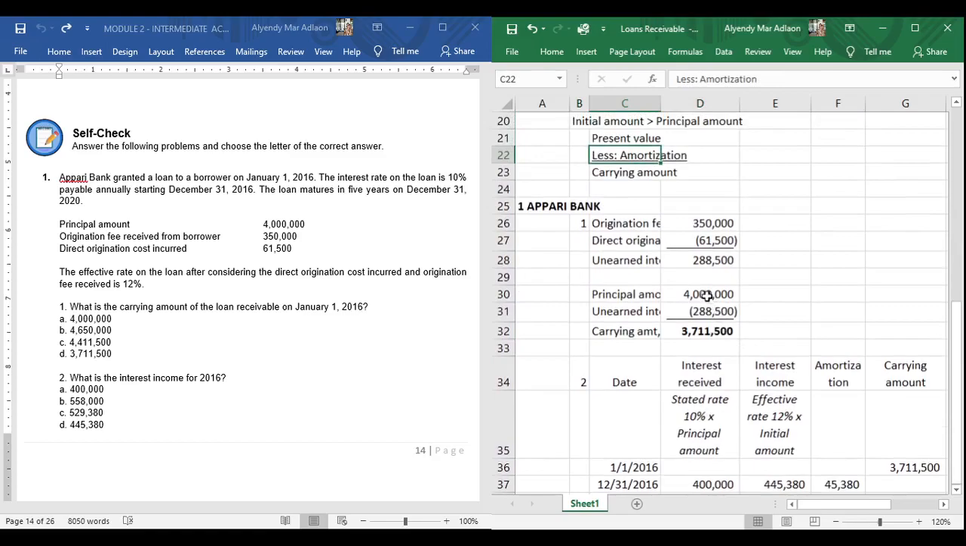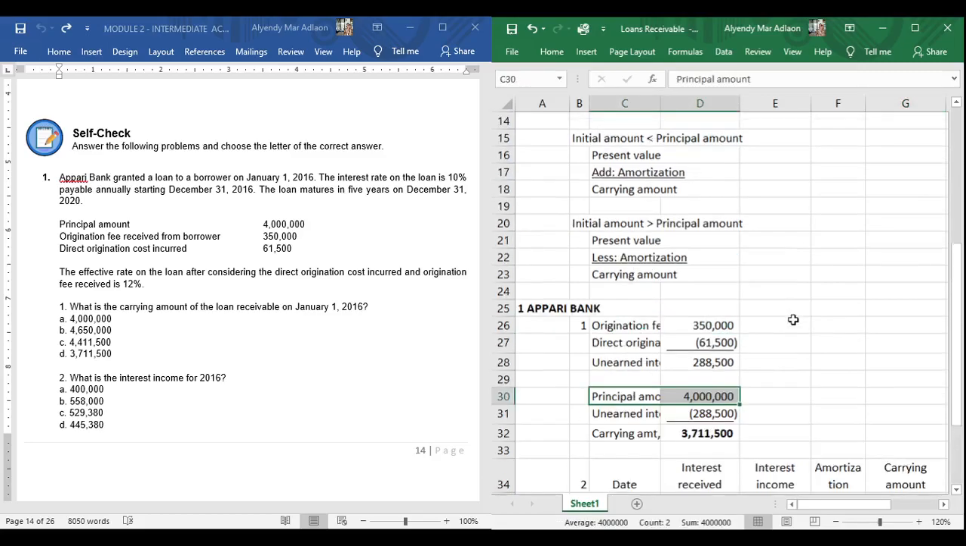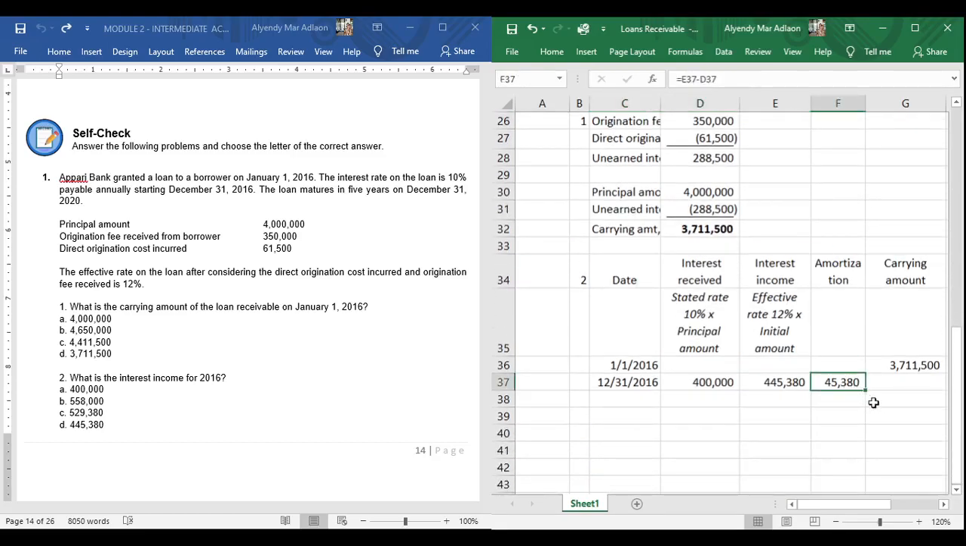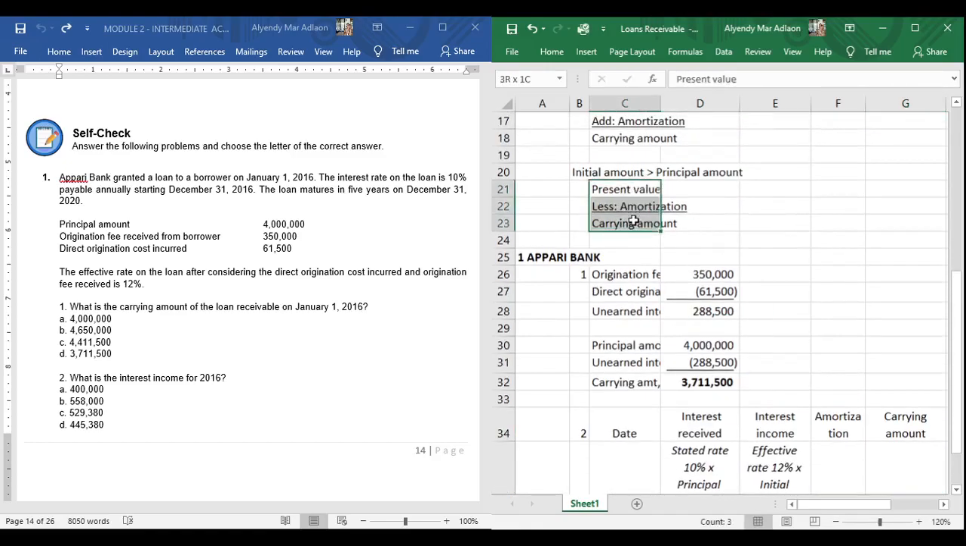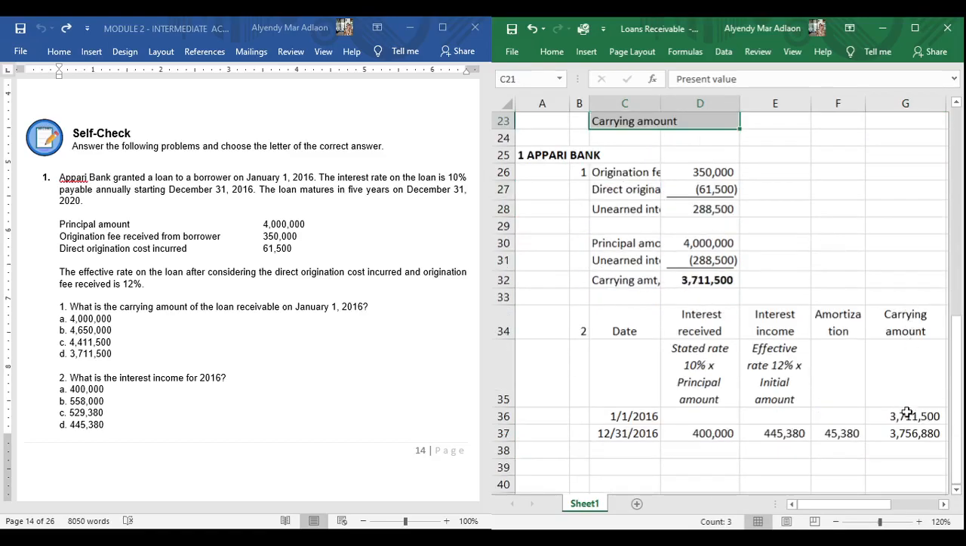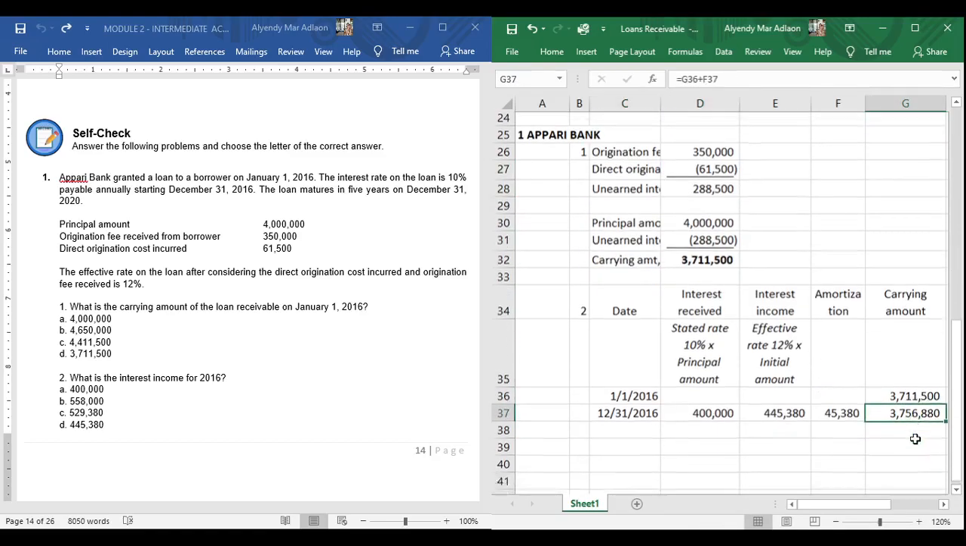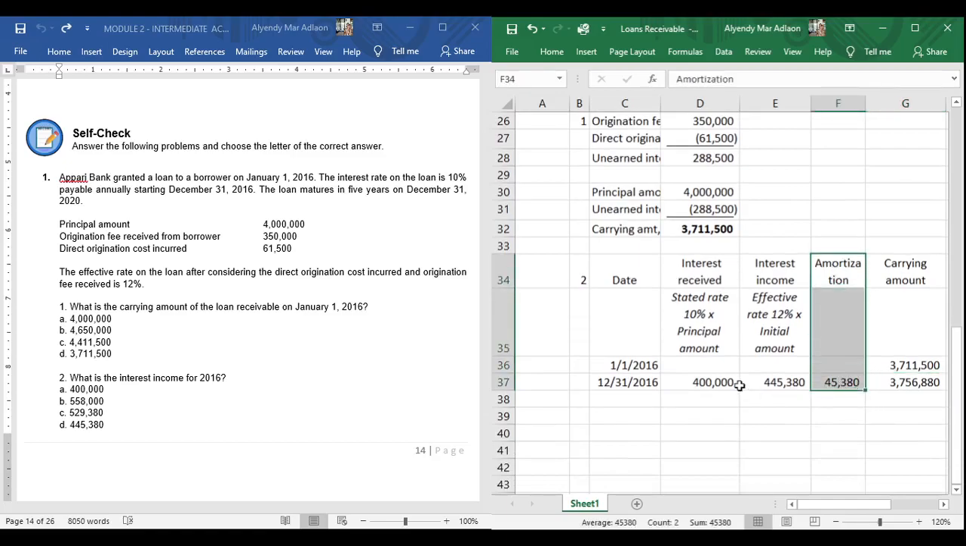What is the principal amount? 4 million. What is the initial amount? 3,711. Which is bigger? The principal amount. So, the principal amount is greater than the initial measurement. So, we go straight to the first rule, that the amortization must be added. Alright. So, this 45,380, we are going to add to the present value, as stated in our formula for the initial carrying amount. Our amortization is only the difference between the two.